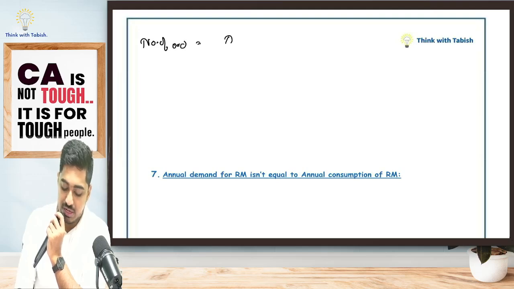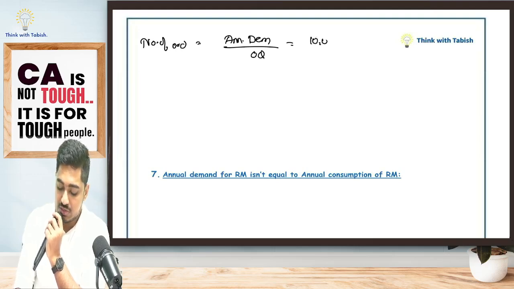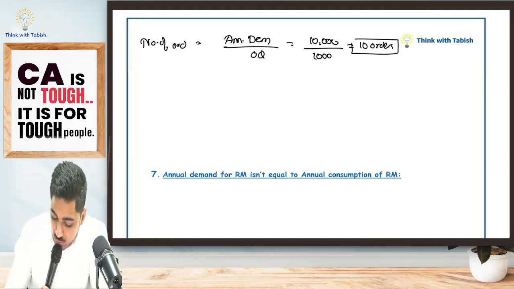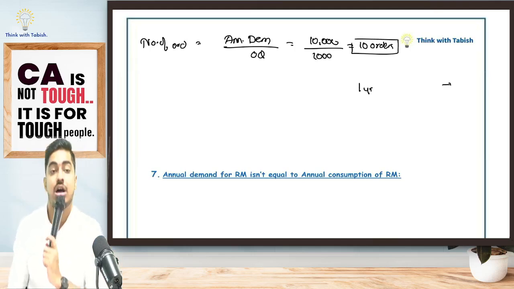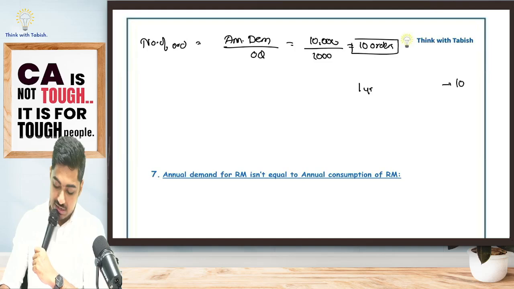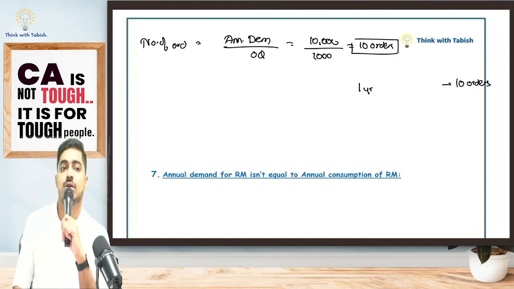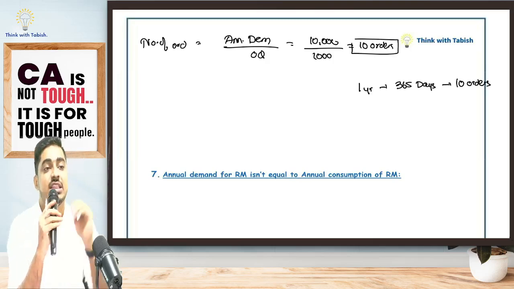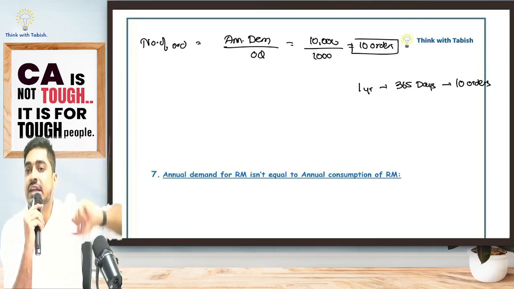So first let me calculate the number of orders. I'll give you time to write. It is annual demand of raw material divided by ordering quantity. 10,000 I want, 1,000 I'm buying. That means 10 orders I'm placing. Simple. In 1 year, how many orders am I placing? 10 orders. How many days in 1 year? 365 days. Any doubt in this? No, sir.